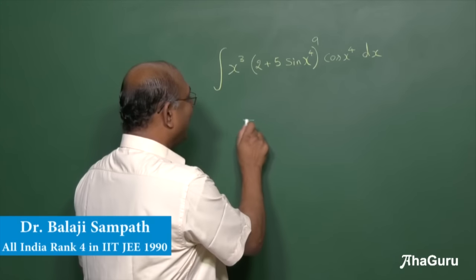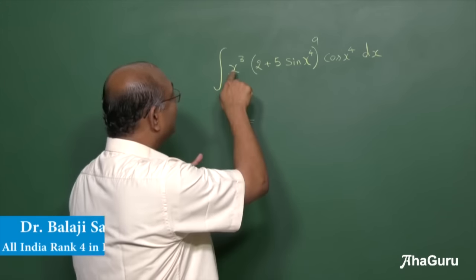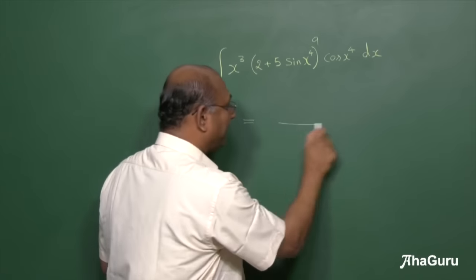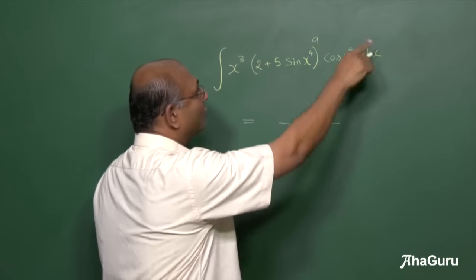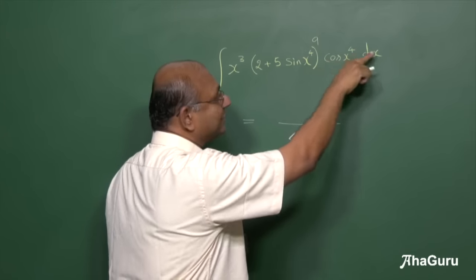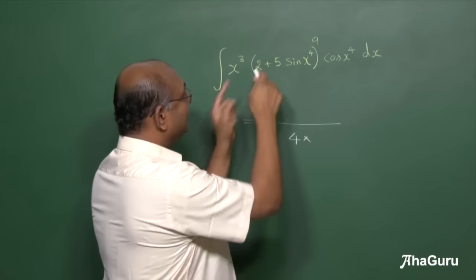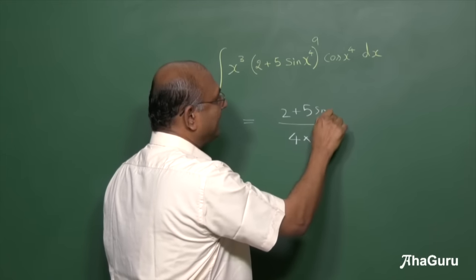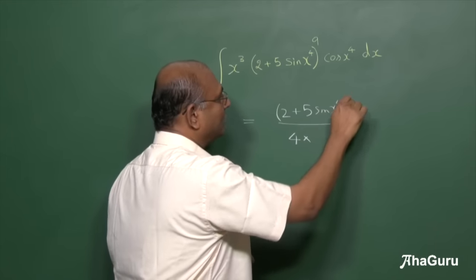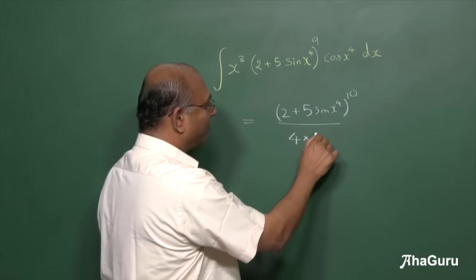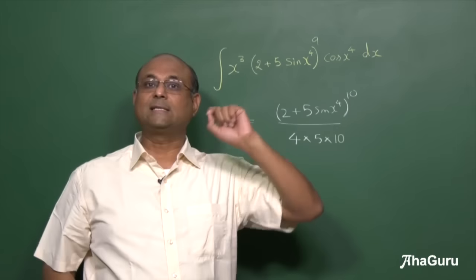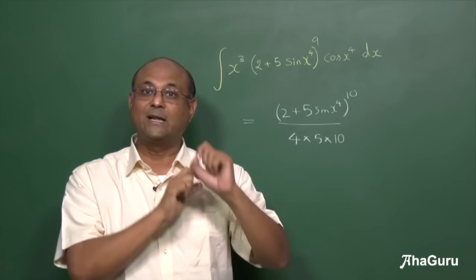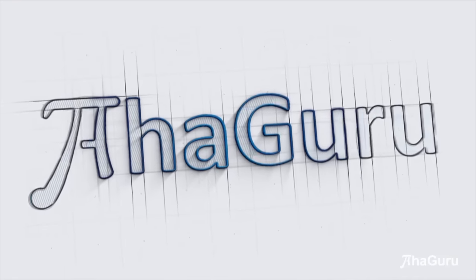For example, I look at this question and I will say, okay, this is x cube, so that means there must be a by 4, and then that goes inside, it becomes x power 4, then there is a cos which will become a sine, and so on, and then I will write (2 plus 5 sine x power 4) whole to the power of 10 divided by 4 into 5 into 10. This is the answer to this question. Let us learn how you can do this.